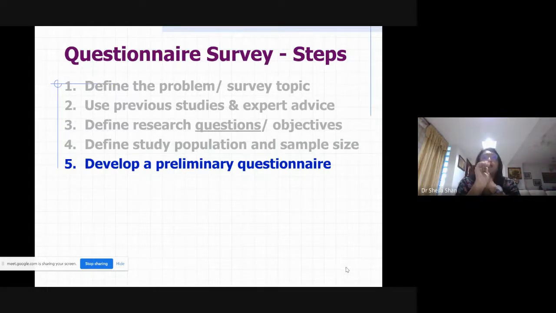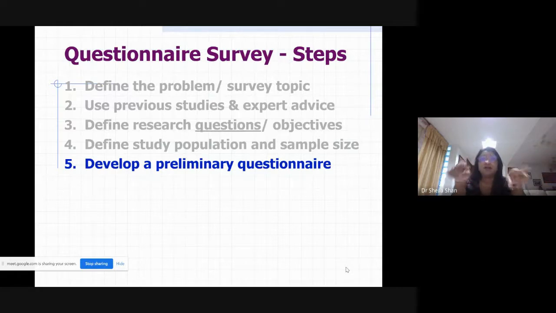That means we have adoption and adaptation. If you do adaptation, you're taking questionnaires, maybe from 3 or 4 sources, and then you combine them to give you a new questionnaire with a combination of 2, 3, 4. Then you have a new questionnaire, and then you do a preliminary questionnaire, a pilot test.